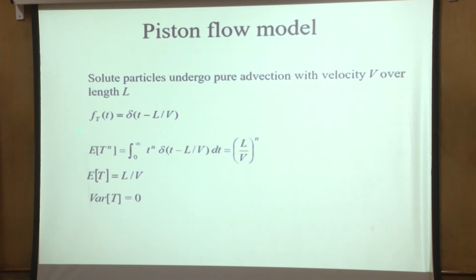Right? For that, the travel time distribution is simply delta of t minus L over v. That means when t is L over v, this quantity is 1, and the rest of the place is 0. Okay? The simplest case. So this becomes a travel time distribution. Expectation of t to the power of n by definition is this. Again, by the definition of delta function, it's simply L over v to the power of n. The first moment is L over v. The second moment is 0. There's no variance, there's no spread. All particles come out at the same time. Simplest model possible.